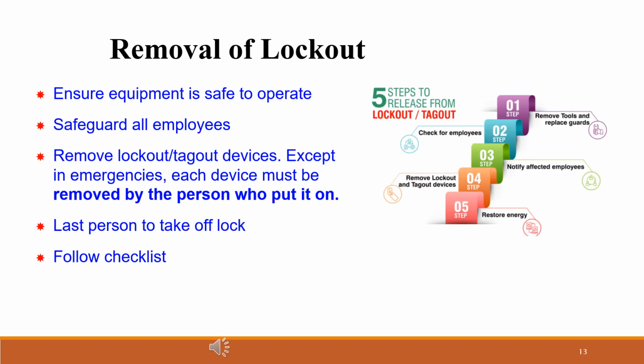In this part we will discuss the sequence of removal of lockout. The steps of removal of lockout are following. Ensure equipment is safe to operate. Safeguard all employees. Remove lockout, tagout devices. Except in emergencies, each device must be removed by the person who put it on. Last person to take off lock. Follow checklist. That's the end of this part. See you in next part.